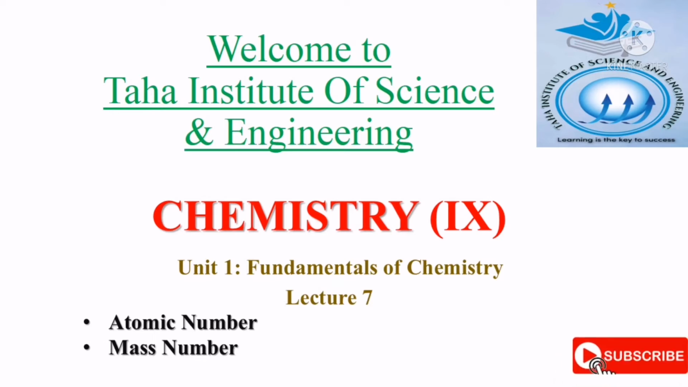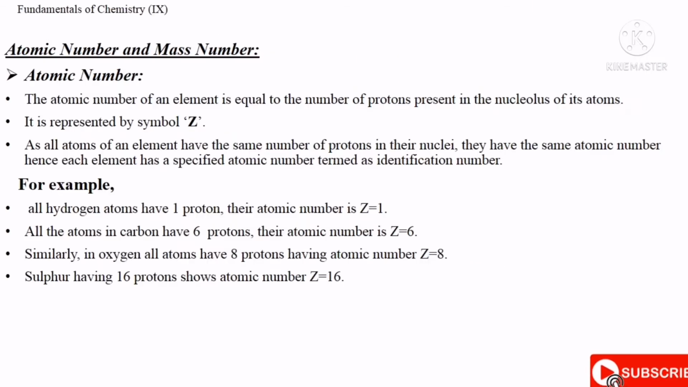So this is lecture number 7 of Fundamentals of Chemistry, in which we cover the topics of atomic number and mass number. So let's start today's topic, that is atomic number and mass number. First we have atomic number. The atomic number of an element is equal to the number of protons present in the nucleus of an atom.